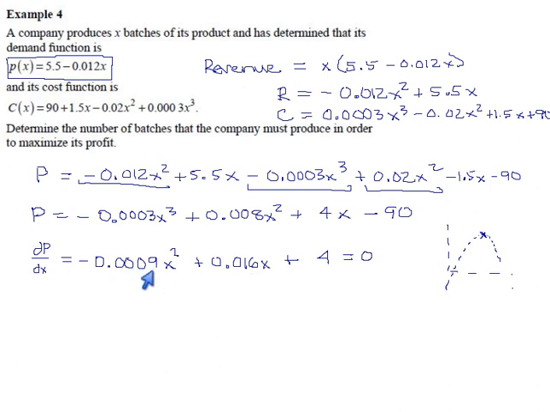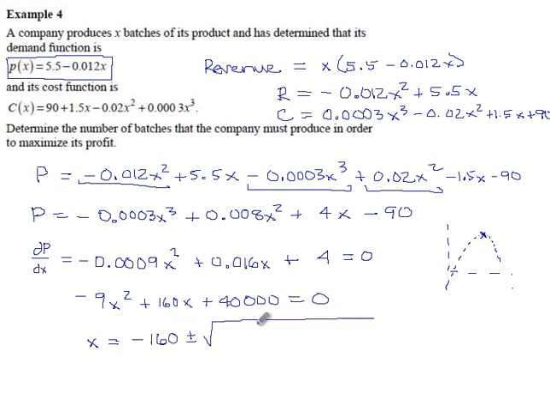Because these numbers are horrible, I'm going to multiply this whole thing by 10,000 and get minus 9x squared plus 160x plus 40,000. I think that'll be nicer to work with. I hope anyway. And so the quadratic formula tells us that our x values are minus b plus or minus root b squared minus 4ac, all over 2a.